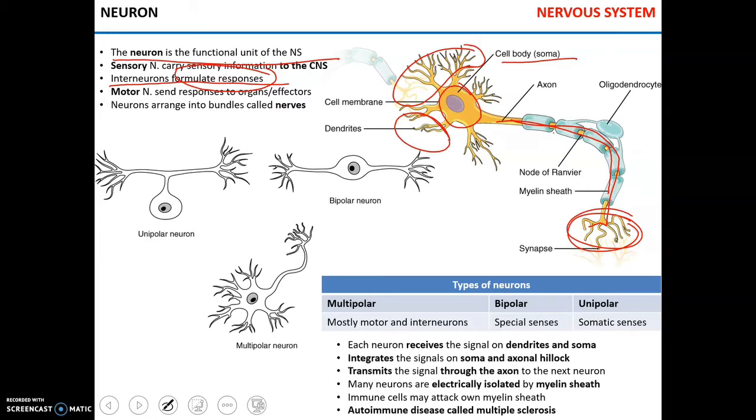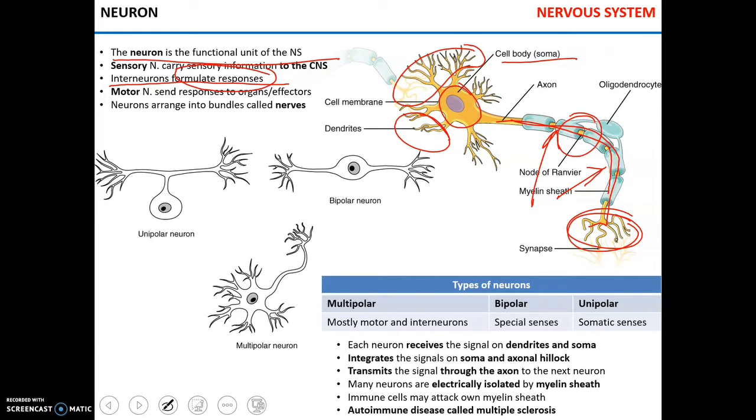Usually, axons are myelinated. This myelin sheath, shown here, has layers of the protein myelin separated by the nodes of Ranvier. The myelin sheath provides electrical insulation to increase the speed of transmission. For example, in the autoimmune disease known as multiple sclerosis, immune cells attack the myelin sheath and destroy it. That leads to loss of myelination, decreased rate of transmission, and various neurological abnormalities.